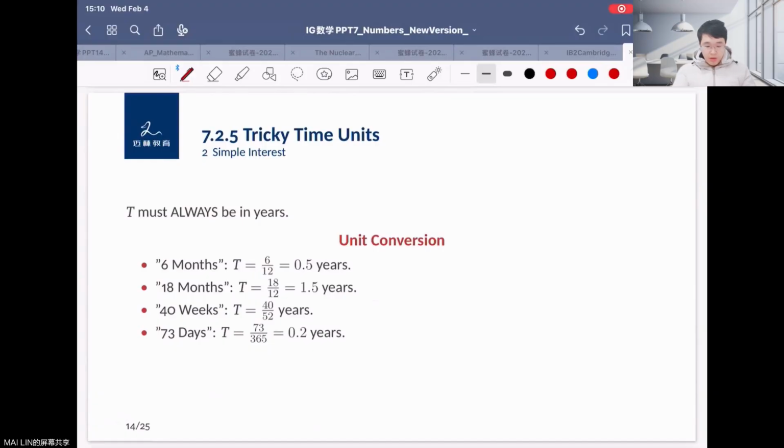Okay. So here we can say for 6 months, you have to just make a conversion to 0.5 years. Maybe for 18 months, that is 18 over 12 equals 1.5 years. And for 40 weeks, we know that for a year we have 52 weeks. So here it is 40 over 52. That means the years right here. And for days it is 0.2 years.